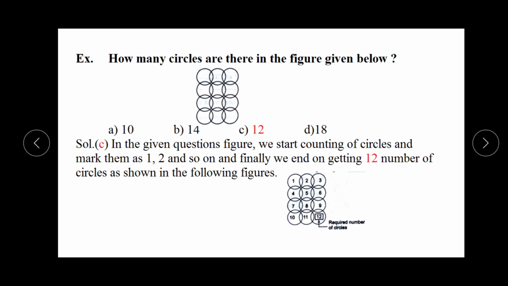The number put for the last circle is the required number of circles. We can see in this example how many circles are there in the figure given below. This is a group of circles. Now what will we do? We will put the numbers 2, 3, 4, 5, 6, 7, 8, 9, 10, 11, 12. There are 12 circles. These are not circles. Earlier we discussed that a circle is one in which the radius is equal from the center.